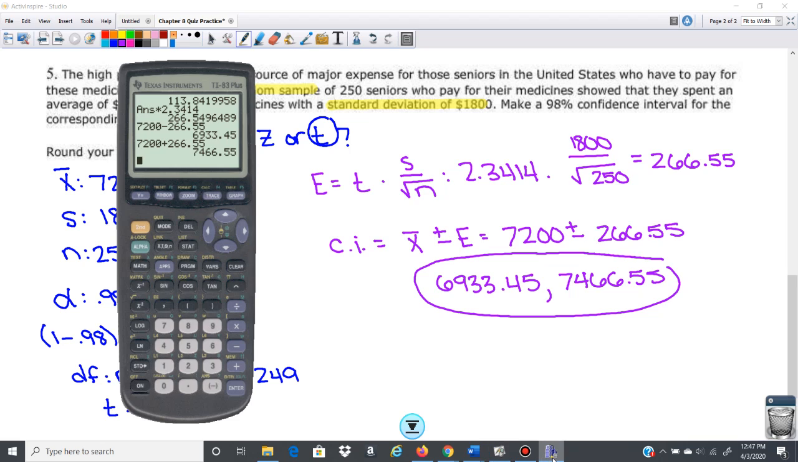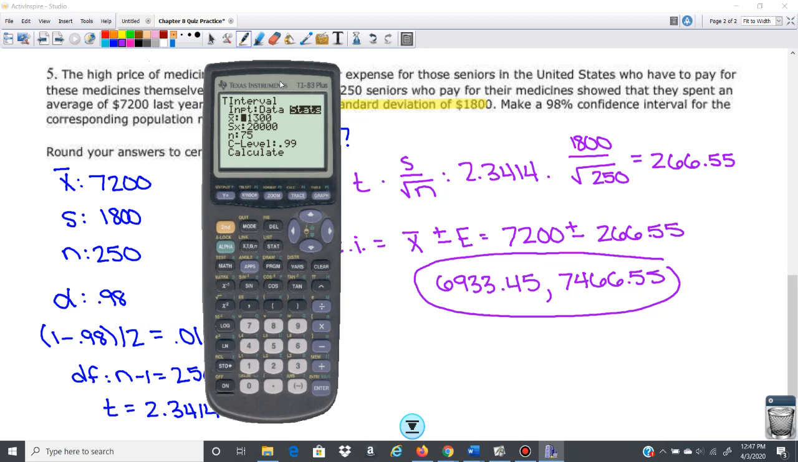Let's go ahead and check that in our calculator. So we're going to go to Stat, Tests. We want a T interval, and we want stats highlighted. Our X bar, 7,200, standard deviation 1800, sample size 250, confidence level 98. And there we go, 6933.4, 7466.6. So we are good to go there.